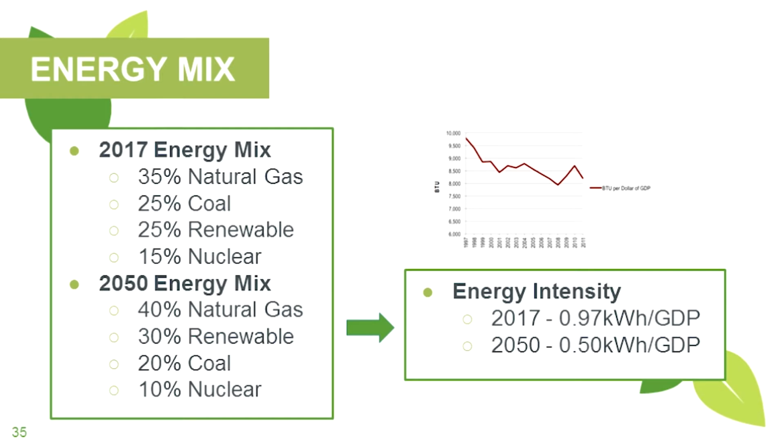In terms of energy mix, in 2017 it was mostly natural gas, followed by coal, renewable, and nuclear. By 2050, we believe that natural gas will still be the most important one, but with a significant increase in renewable, a decrease in coal, and a decrease in nuclear. In terms of energy intensity, in 2017 it was 0.97 kilowatt hours per GDP, but by 2050, with the reduction of coal usage, we envision this to decrease by half to 0.5.